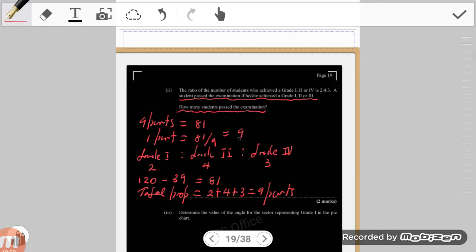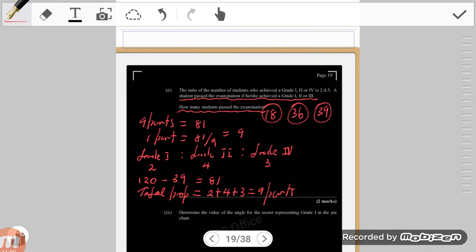We could simply say that if one part is equal to 9 students, then two parts would have been equal to 18. So 18 students would have been for grade 1, simply because that is 2 times 9. And 4 parts would have been equal to grade 2, so 4 times 9 is equal to 36. And then we already have what represents grade 3, which earlier we were told is 39.